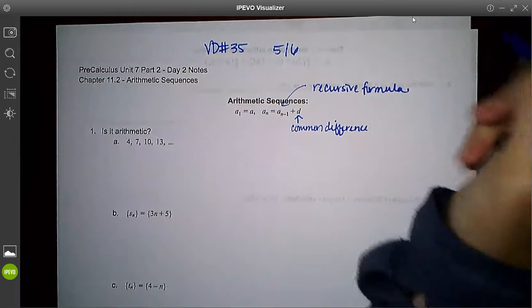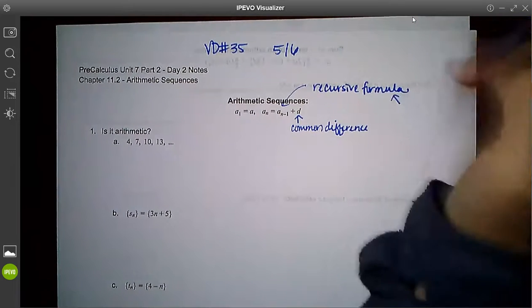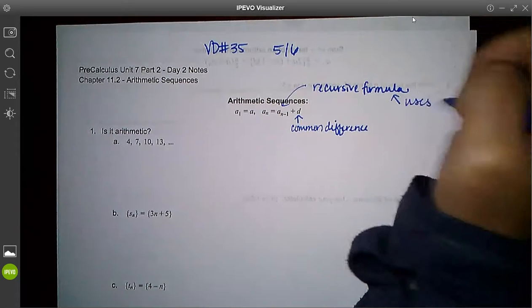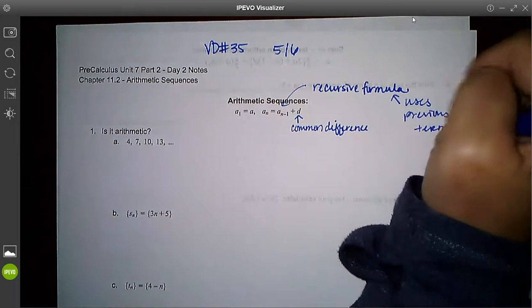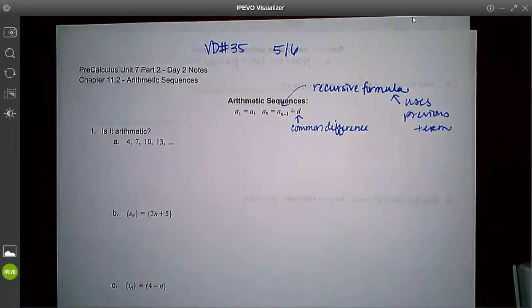That means that it uses the term before, so it uses the previous term to find the next term. So you have to have the term before it in order to find the term that you're looking for.